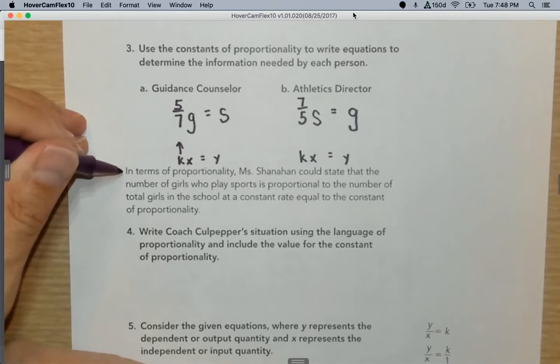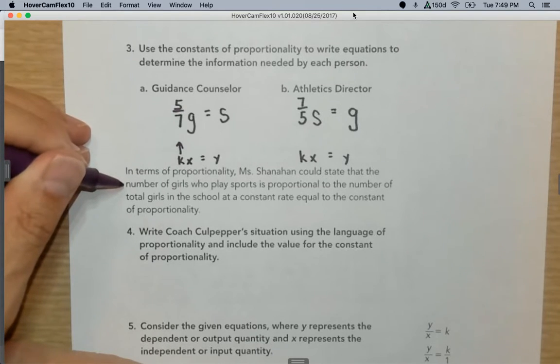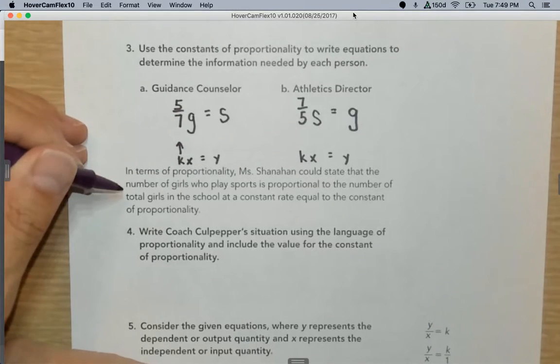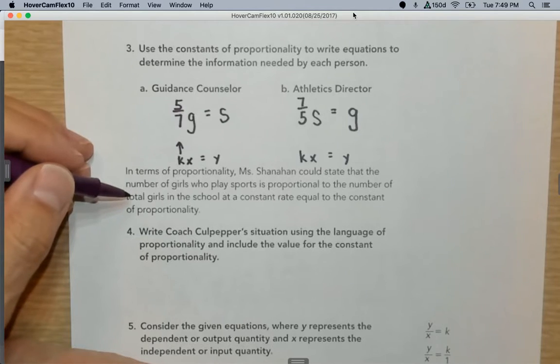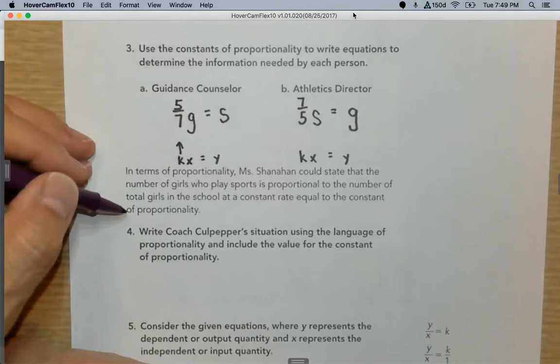In terms of proportionality, Miss Shanahan could state that the number of girls who play sports is proportional to the number of total girls in the school at a constant rate equal to the constant of proportionality.